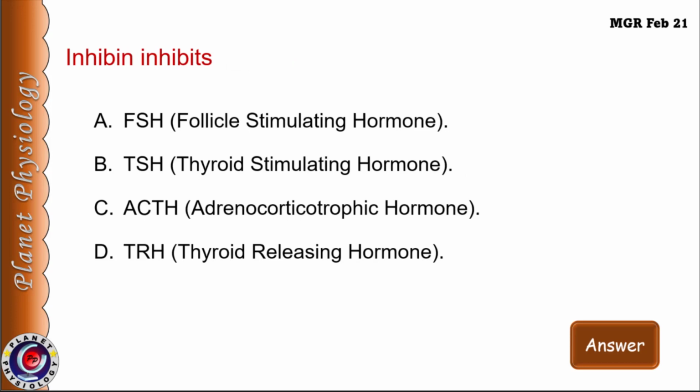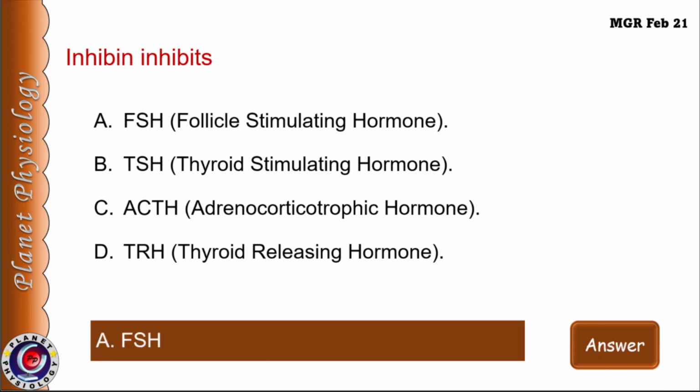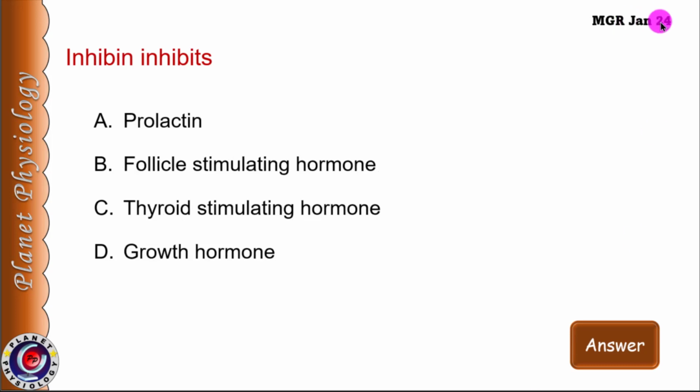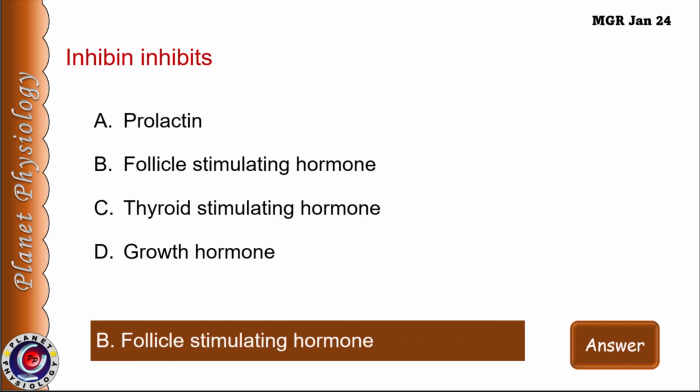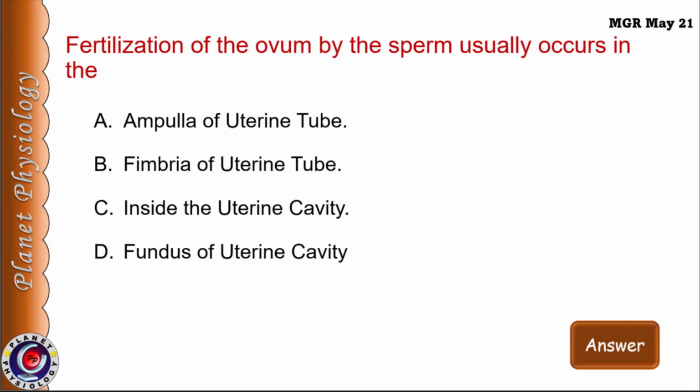Next question from MGR. Inhibin inhibits A. FSH, B. TSH, C. ACTH and D. TRH. Yes, the answer is A. FSH. Inhibin is the hormone secreted by Sertoli cells in testes and granulosa cells in ovaries. There are two types of inhibins, inhibin A and inhibin B. Inhibin B is mainly concerned with feedback inhibition of FSH. The same question was repeated in January 24, but the options are different and you know the answer, it is FSH.